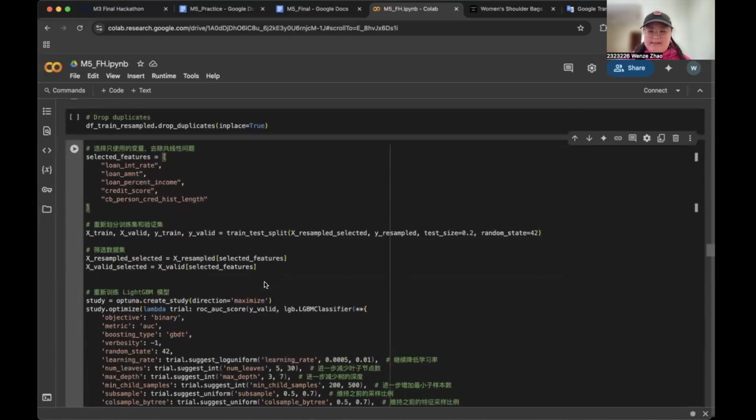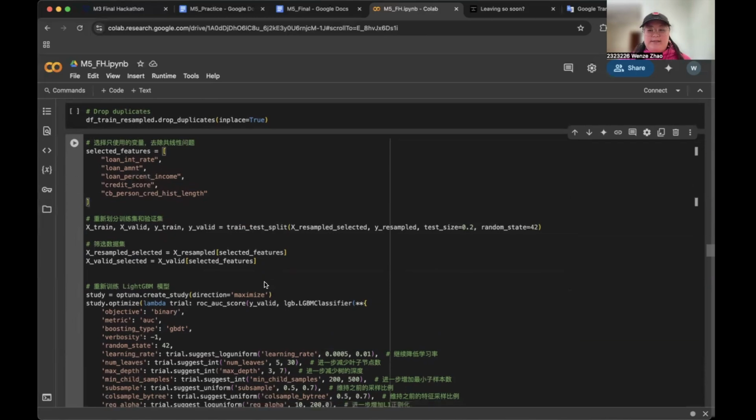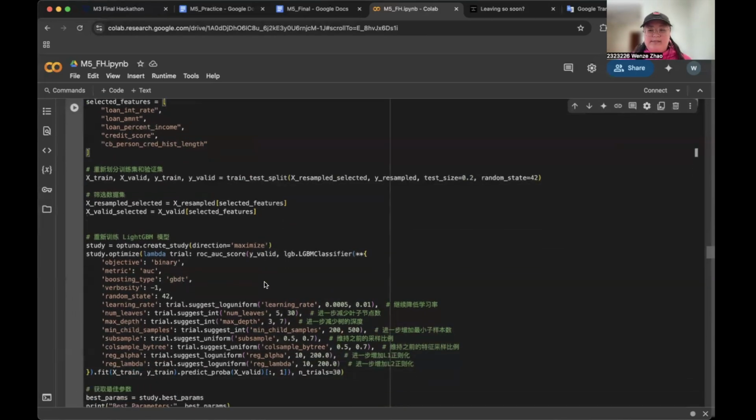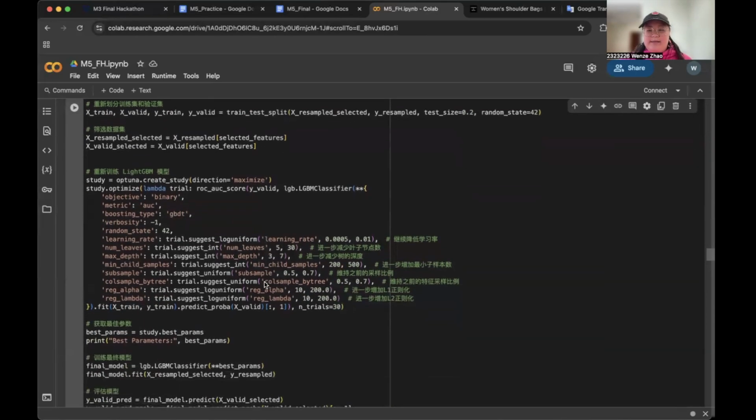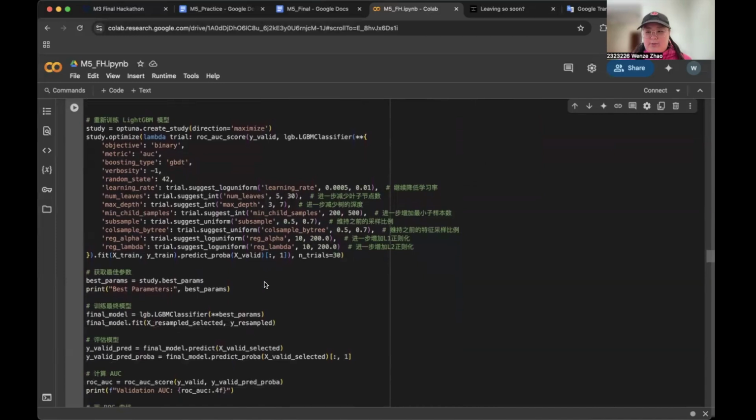For model training, we selected LightGBM, a gradient boosting algorithm known for efficiency and high performance. To optimize the model, we performed hyperparameter tuning using Optuna, running certain trials to maximize the ROC AUC score. The best parameters were then selected to ensure strong predictive power.